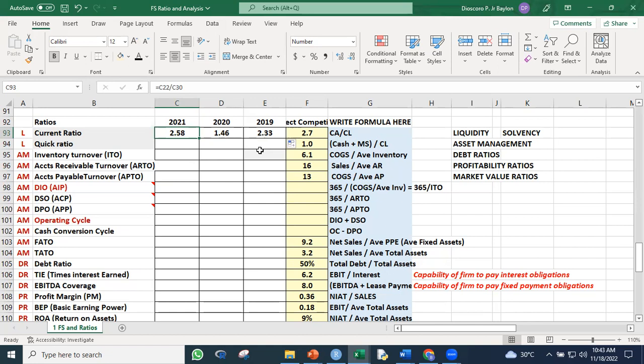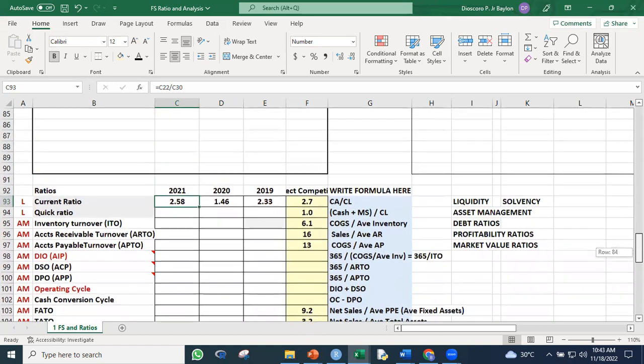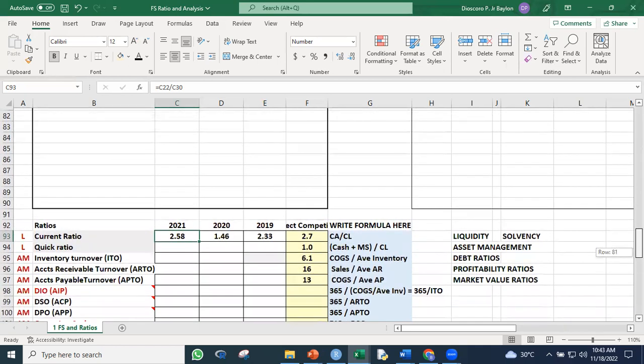Now, note just a caveat here. 2.58 just tells us that the company has 2 pesos and 58 centavos for every peso of current obligation, current debt. However, we have to dig deeper. We just can't say that the company is okay. Number one, we have to benchmark it against time. Take a look at what's happening. 2020 seemed to be a very bad year for the company. And then we have to also benchmark it against a direct competitor. The direct competitor has a current ratio of 2.7, which means that just comparing the number, it has a greater capability to pay its current obligations. So that's based on the direct competitor.